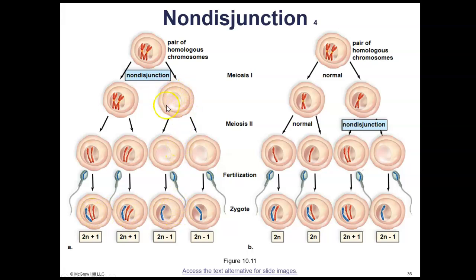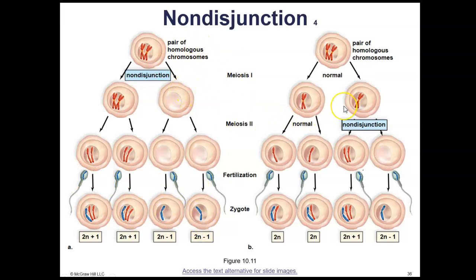But the daughter cell that didn't get any chromosomes is going to have 1 less chromosome than it should have. It should have had 1, it has 0. When the sperm fuses with it, it's going to have 1 chromosome rather than 2. And so that's going to be a monosomy. Okay, so this is what can happen if non-disjunction occurs during meiosis 1.